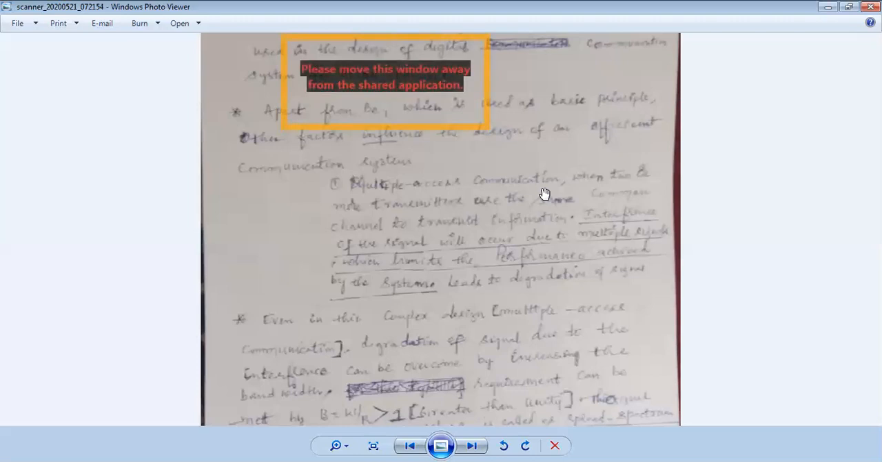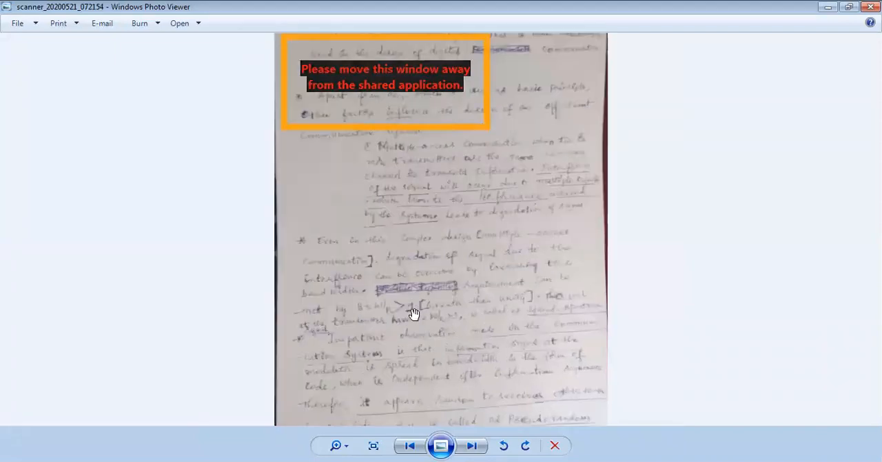In these cases, we have to consider how much bandwidth the channel has. In multiple access, the bandwidth W over R, how best you are using the bandwidth, should be greater than 1. That is, the bandwidth expansion factor is W/R, and it is greater than 1.